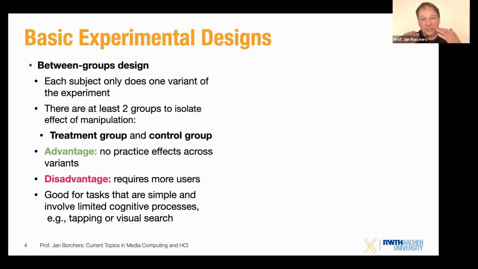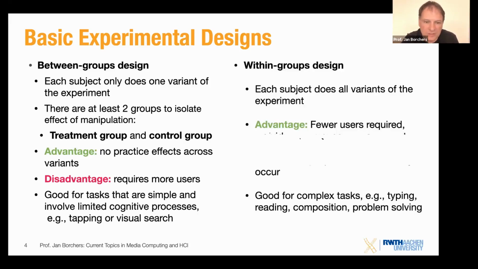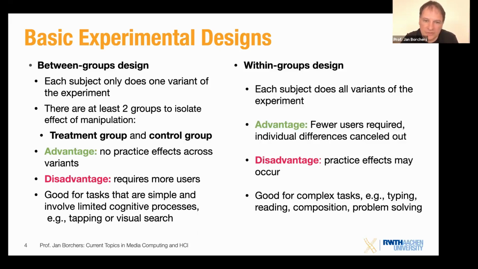So that's why we say limited cognitive processes. Basically, lower level cognitive processes in our brain are things where you can easily split a group, and then you avoid all the learning effect shenanigans, and you basically still get reliable results. Within groups design means everybody does all the variants of the experiment.